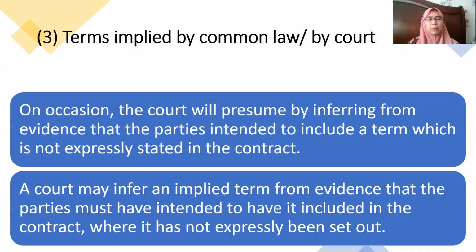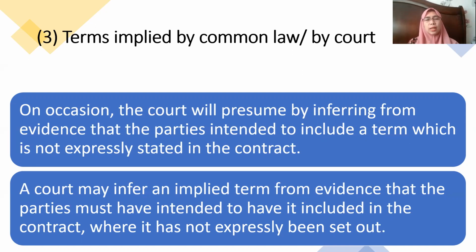Okay, so the third one, number 3, terms implied by common law or by the court. Meaning that here now the task is given to the court. On occasion, the court will presume, so how does the court do that? The court will presume by inferring from evidence that the parties intended to include a term which is not expressly stated in the contract. So now it's on the court to make the relevant inference based on the evidence produced by the parties.